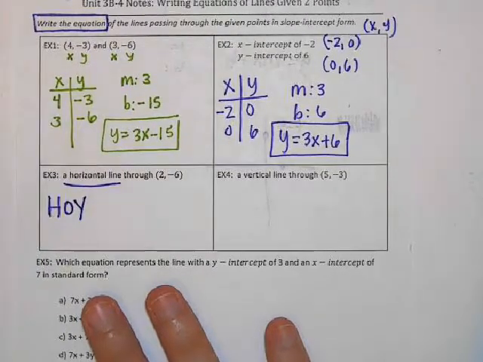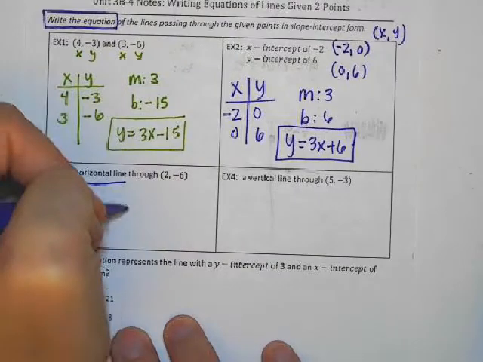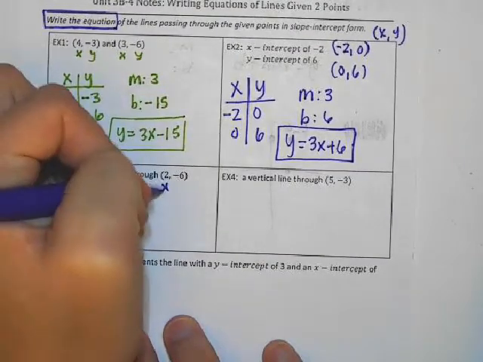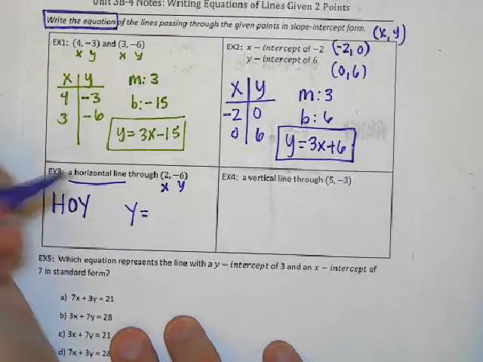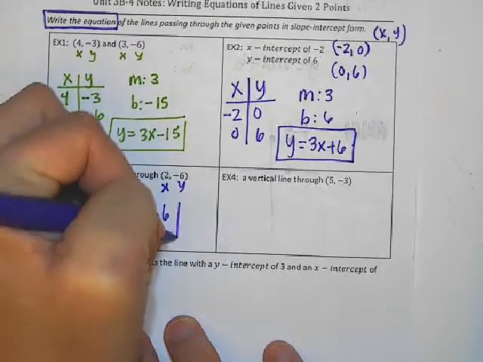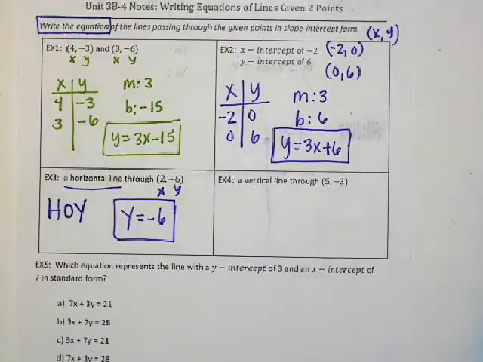Y is? Number. Y equals the number. So my equation is going to be Y equals. What number's in the Y spot? -6. Is that an equation? Y equals -6 is an equation. Silly me. So simple.